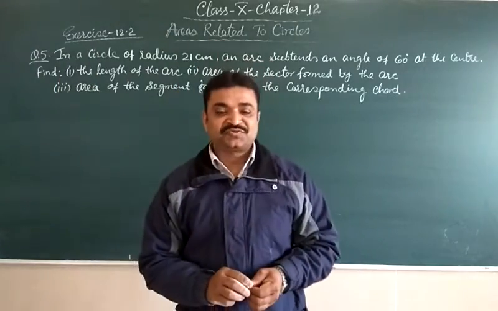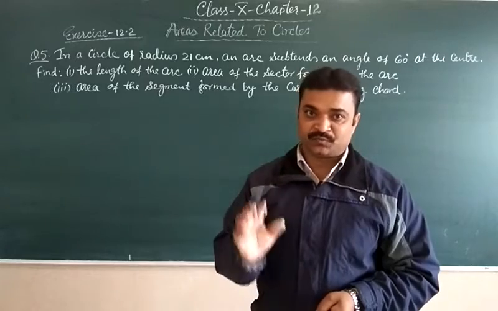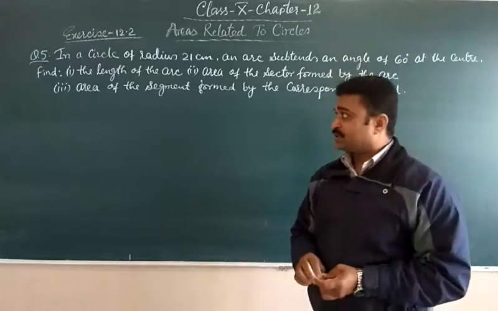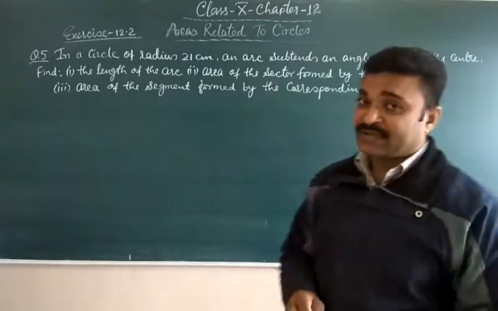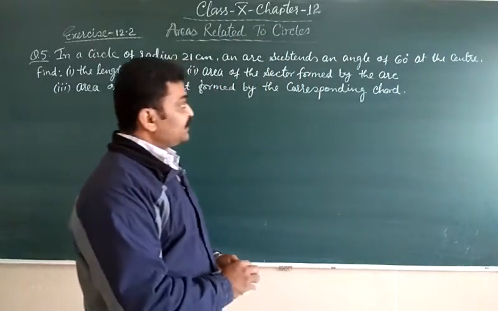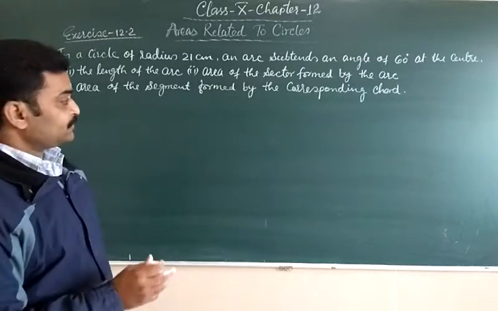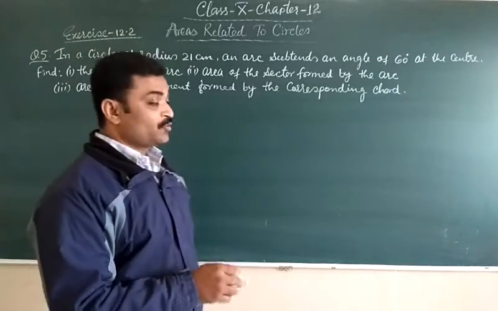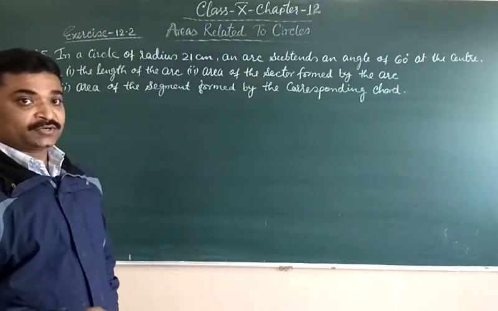Hello students. Now we are going to solve question number 5 of exercise 12.2. In this question, in a circle of radius 21 centimeter, an arc subtends an angle of 60 degree at the center. Find first, the length of the arc, second, the area of the sector formed by the arc, and third, the area of the segment formed by the corresponding chord.